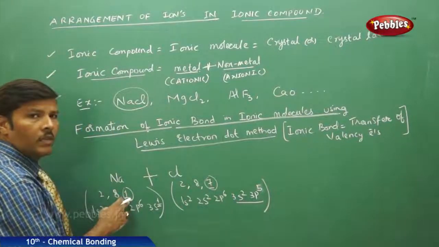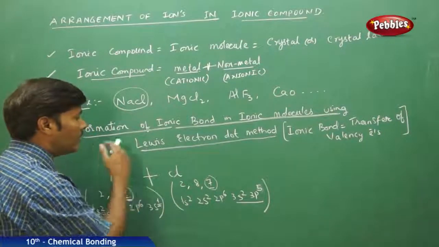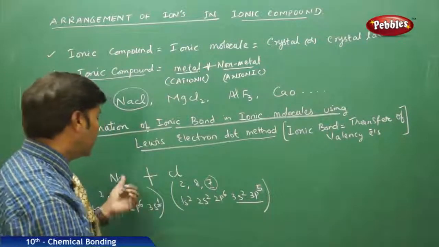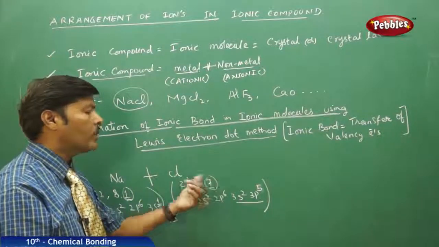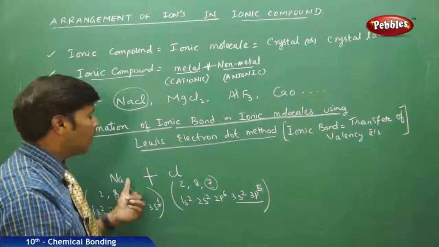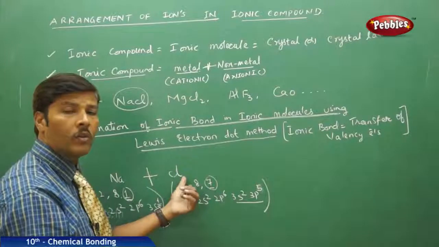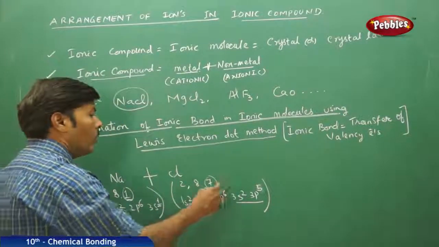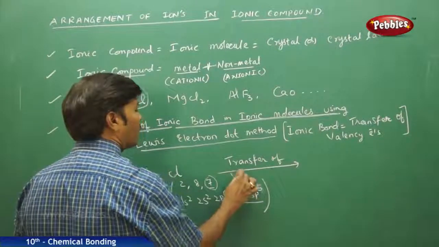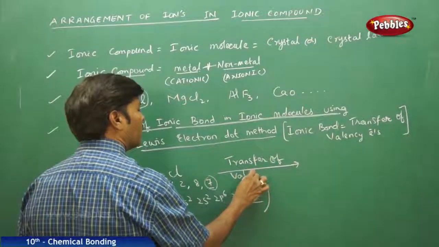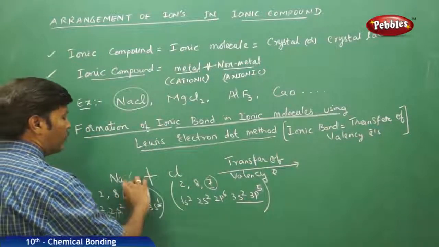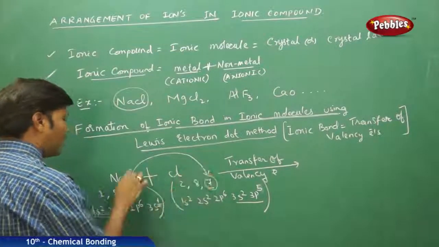So metals, because of less number of valence electrons, they lose the electrons. Losing here in ionic bond formation is nothing but transfer of that valence electron from metal to non-metal. Metals can acquire stability by loss of electrons, and non-metals can acquire stability by gain of electrons. So a lost valence electron from metal is transferred to the non-metal, which contains more number of valence electrons. So transfer of valency electron occurs. Here this electron is being transferred from sodium to chlorine.